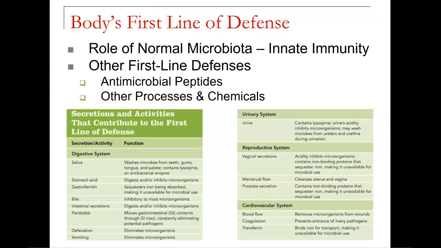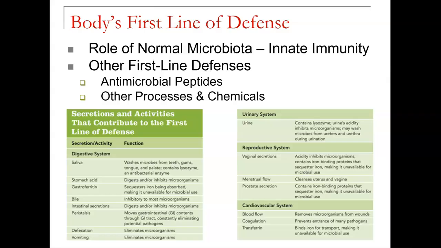Some other first-line defenses are antimicrobial peptides. These are also known as defensins. They are present in the skin, the mucous membranes, and some white blood cells. They work by disrupting cell membranes, and they help to interrupt enzymatic actions, so that enzymes can't perform their normal job.